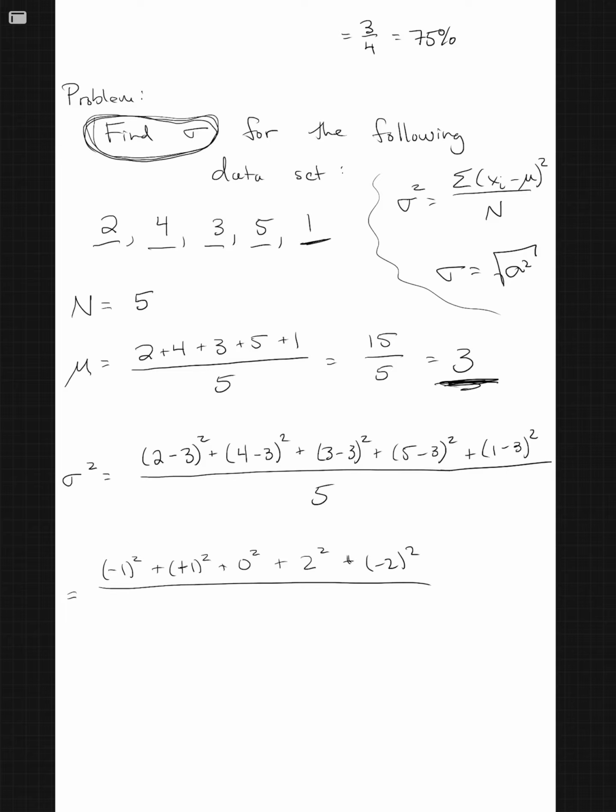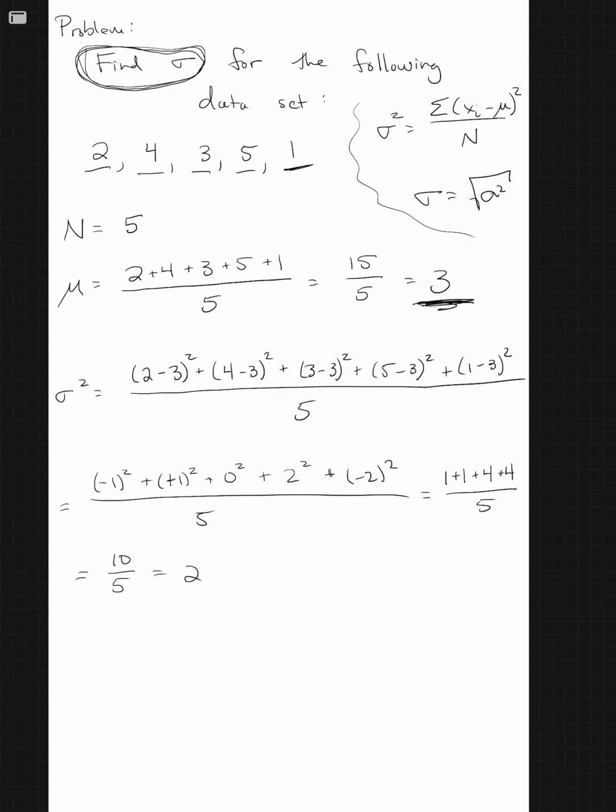Plus negative 2 squared, all over 5. So we get 1 plus 1 plus 4 plus 4 over 5, which is 10 over 5, or 2. Right, so now that we found sigma squared, since we want to find sigma, we just need to take the square root of 2, and then we're done.